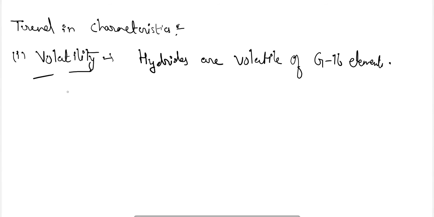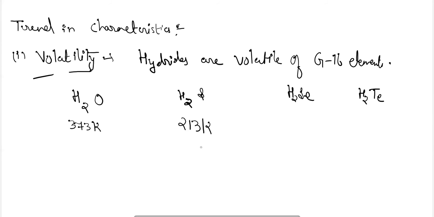The volatility will increase from water to H2S, and then it will gradually decrease. How can we represent the volatility? By the boiling point temperature. For water, the boiling point is 100 degrees Celsius or 373 Kelvin, while for hydrogen sulfide it is very low, only 213 Kelvin. For hydrogen selenide it is 232 Kelvin, again increasing, and for hydrogen telluride it is 269 Kelvin.